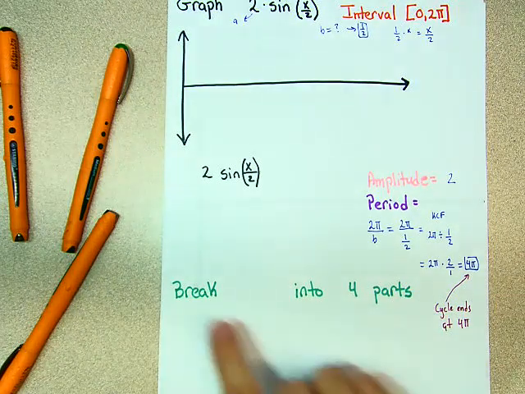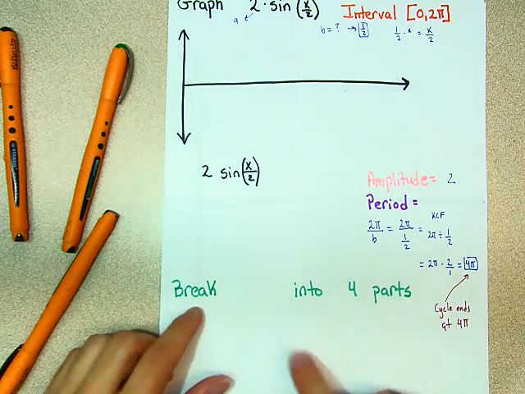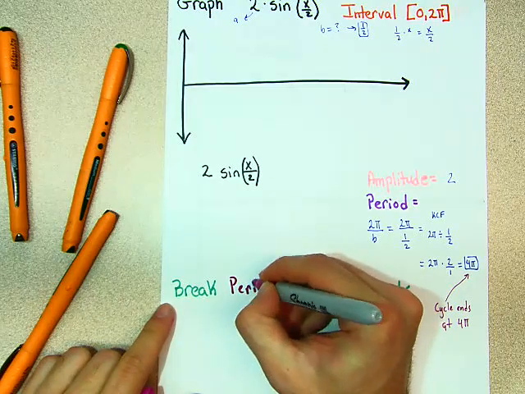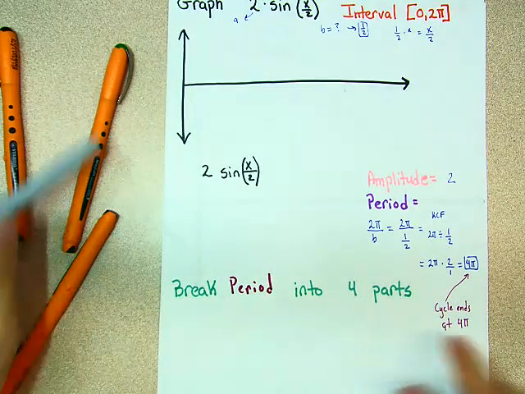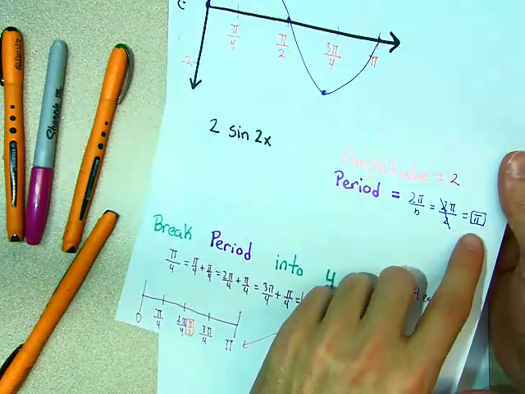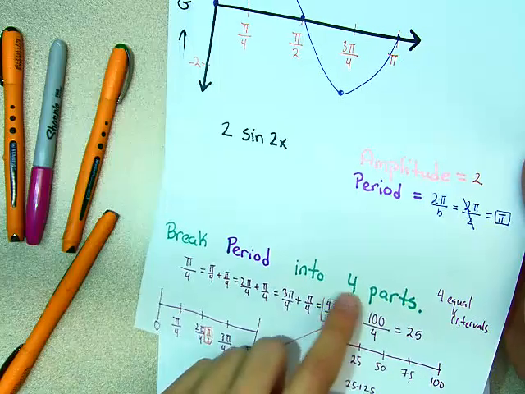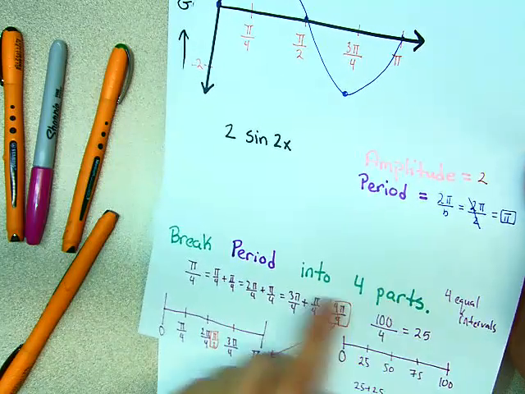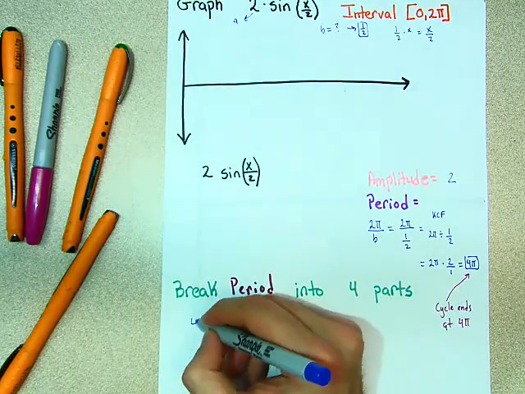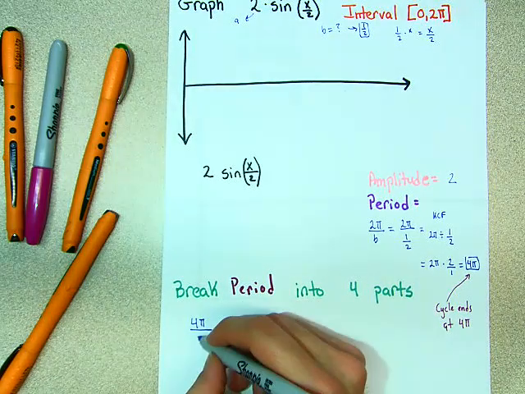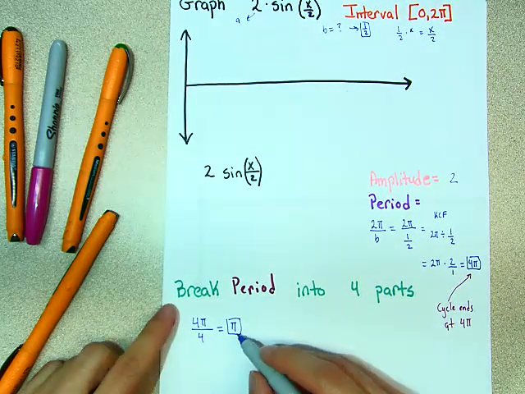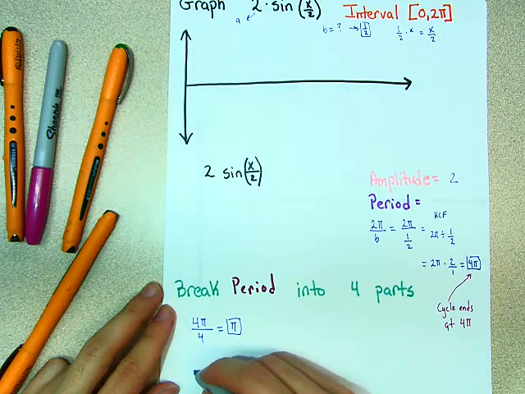So then how do we break period into 4 parts? Well, here, if we have the same thing we did over there, we had pi, and we took pi and broke it into 4 equal intervals. We did pi divided by 4. Here, we're going to take this 4 pi and divide it by 4, which just equals pi. So this represents the interval for each part.